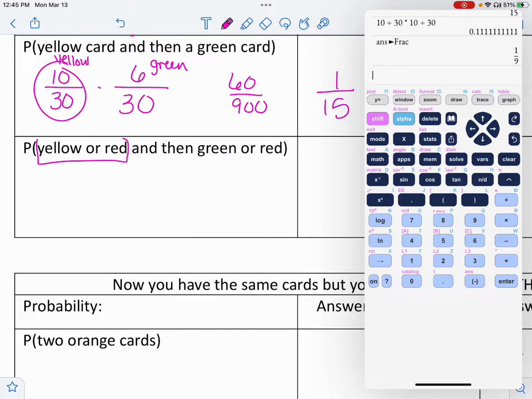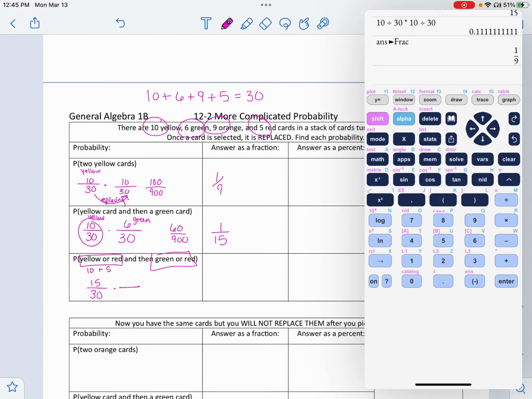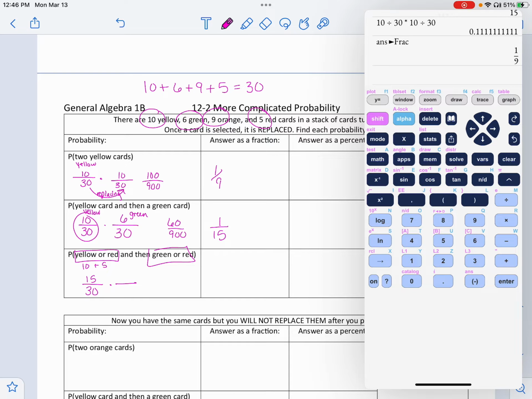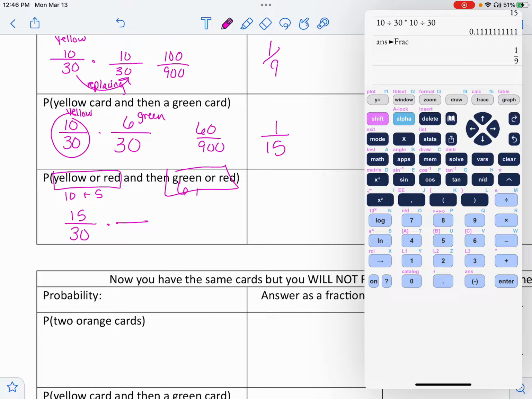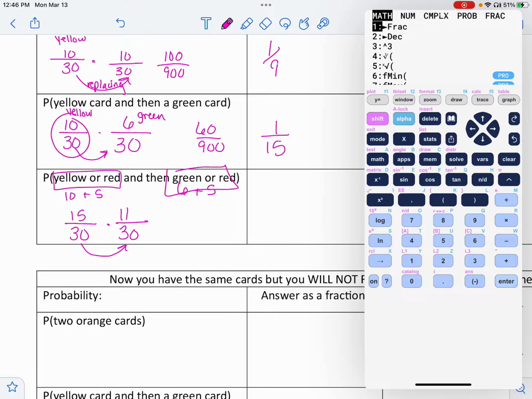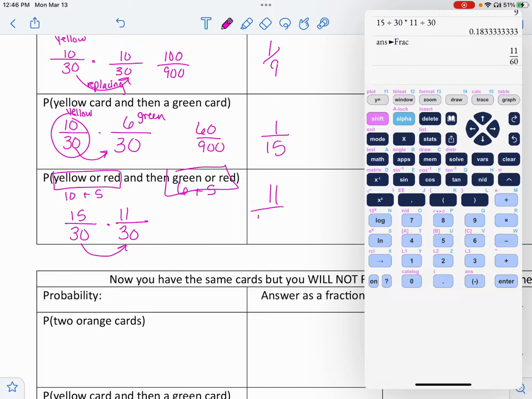So yellow and red. Yellow was 10 and red was 5. That's our first pick, so that's 15 out of 30. Times our second pick, green or red. So remember, we're putting them back. Green was 6, red was 5. So that's 11 out of 30 again. Remember, we're replacing it, so this 30 is staying the same. So 15 out of 30 times 11 out of 30. Math, enter, enter, makes 11 out of 60.